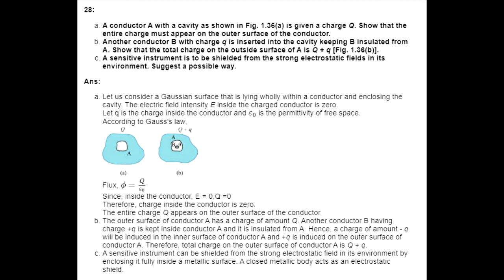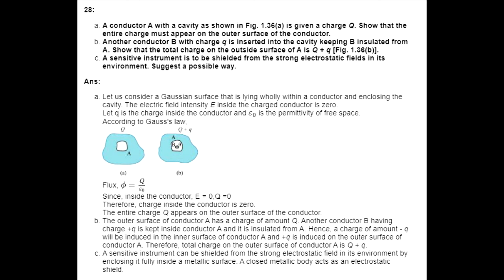First one, A. The electric field inside a charged conductor is always 0. Let small q be the charge inside the conductor and epsilon 0 the permittivity of free space. According to Gauss' law, flux φ is q by epsilon 0. As the flux is 0, the electric field is also 0, so the charge is also 0. Therefore, inside the conductor, the electric charge is 0. So whatever charge is there is on the surface of the conductor.